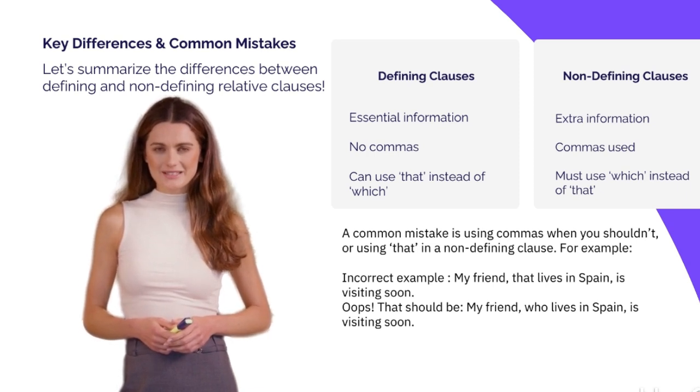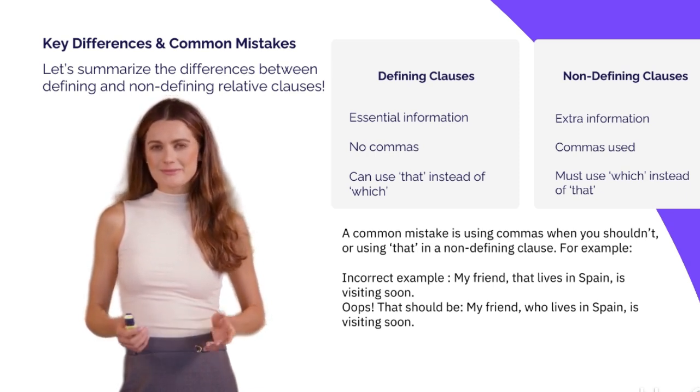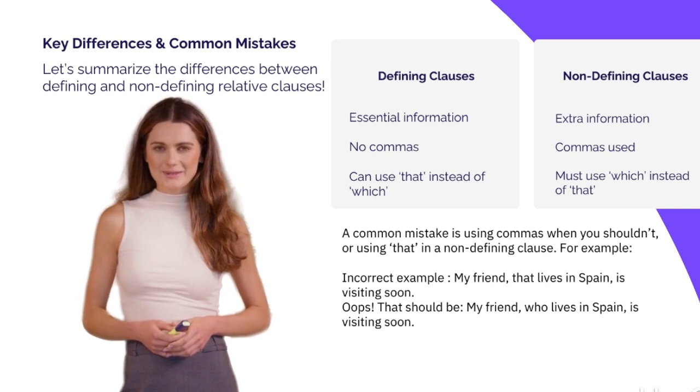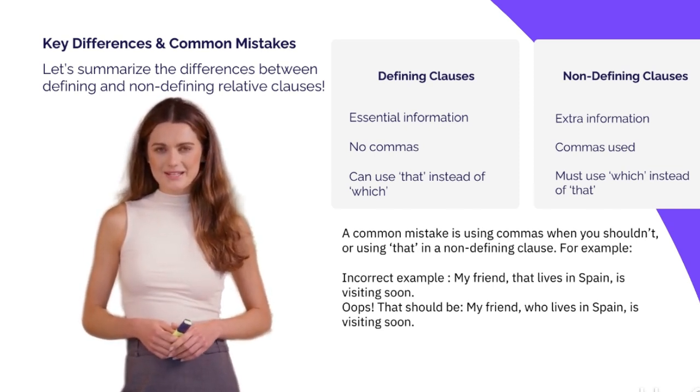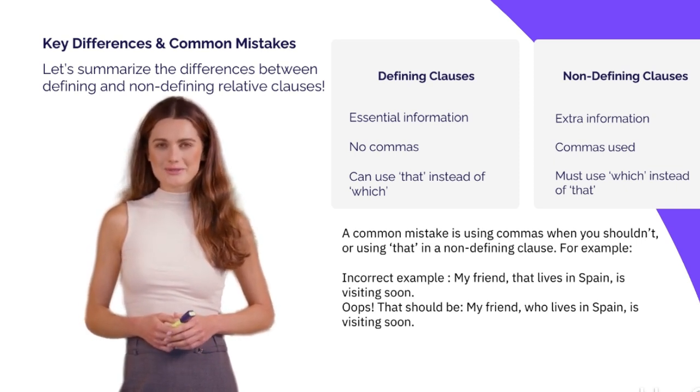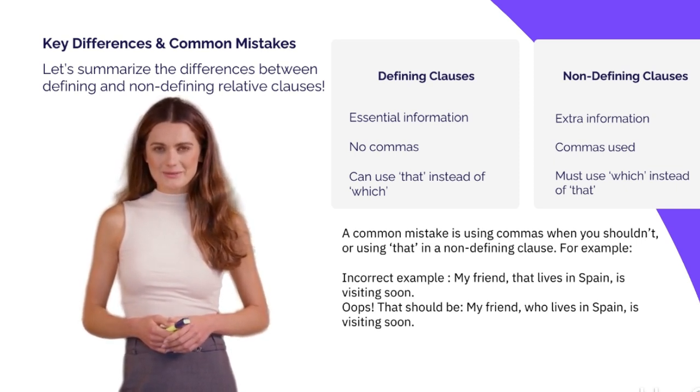A common mistake is using commas when you shouldn't, or using that in a non-defining clause. For example, incorrect: my friend that lives in Spain is visiting soon. Correct: my friend who lives in Spain is visiting soon.